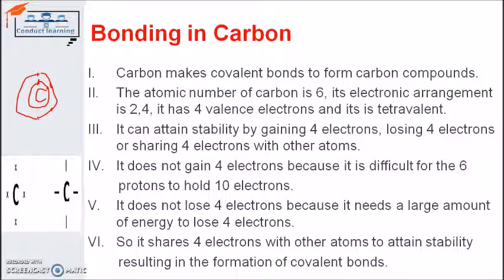Why? It does not gain 4 electrons because it is very difficult for a carbon nucleus to hold 10 electrons with only 6 protons. So it is very difficult for it. And if it loses its 4 electrons, it requires a very huge amount of energy. So that's why both losing and gaining are not possible for it. So that's why carbon can't make the ionic bond.